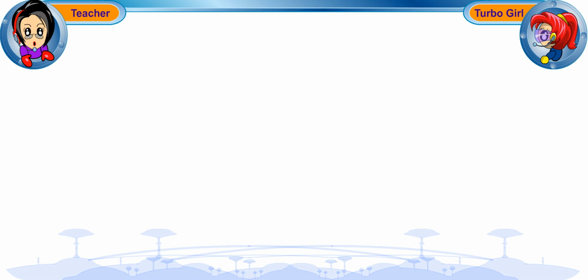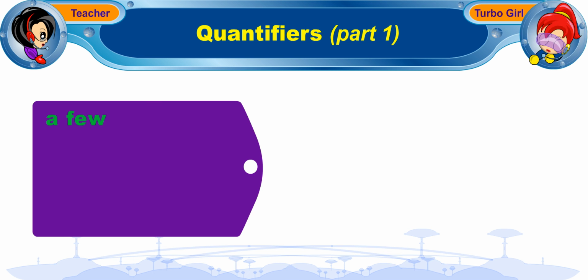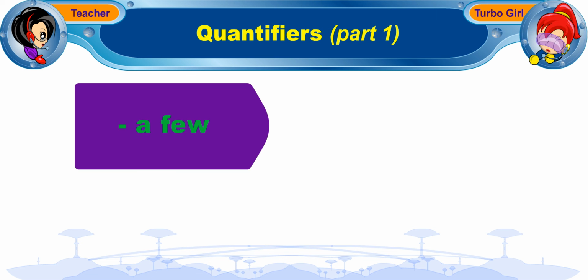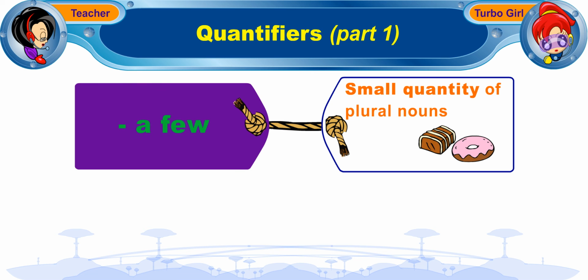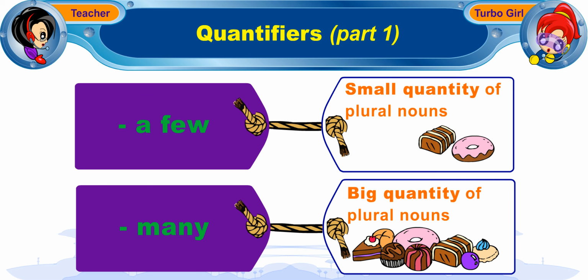Turbo Girl, can you tell me what you've learned today? Okay. We learned the quantity words a few, many, little, a little, some, much, fewer, and more. We use the quantity word a few when we are referring to only a small quantity. We use the quantity word many when we are referring to a big quantity.